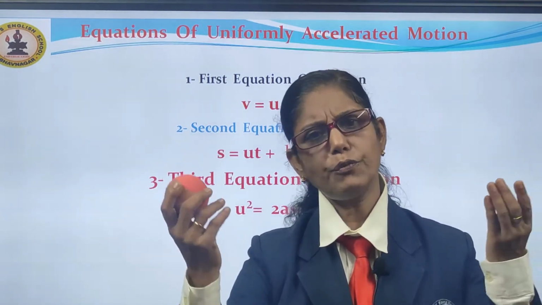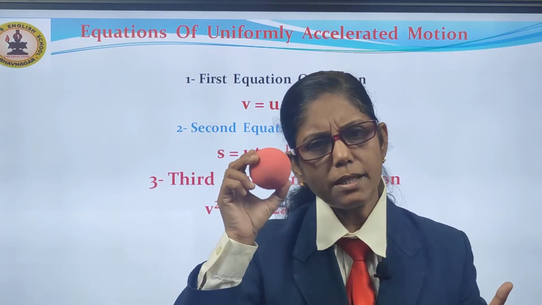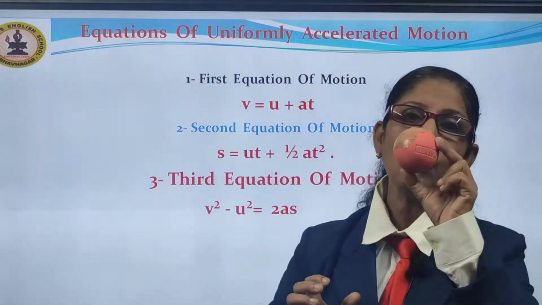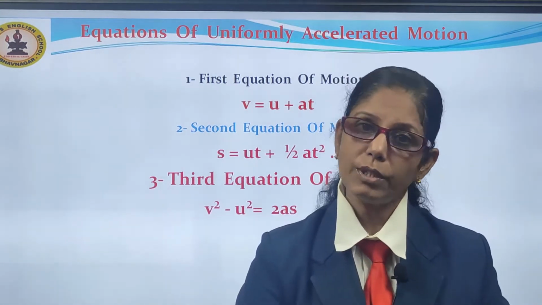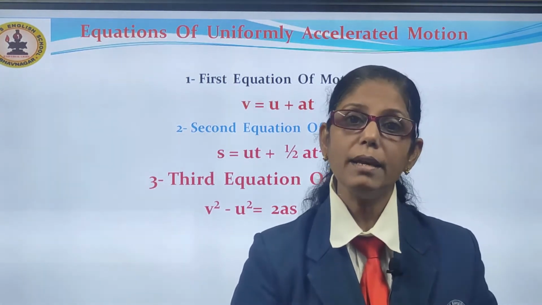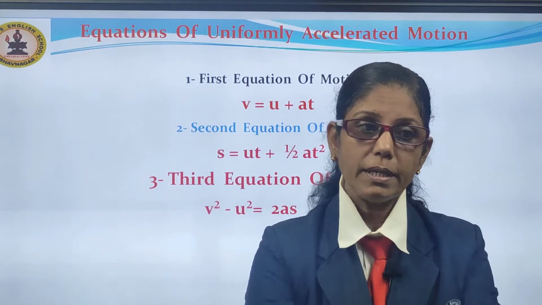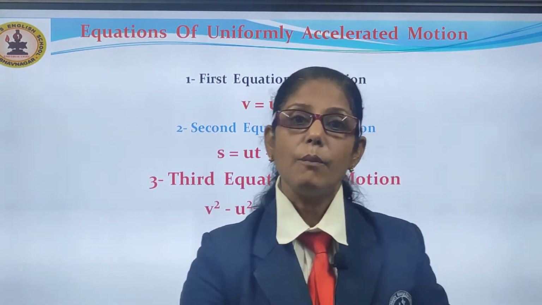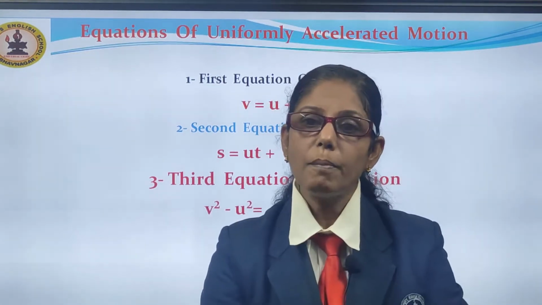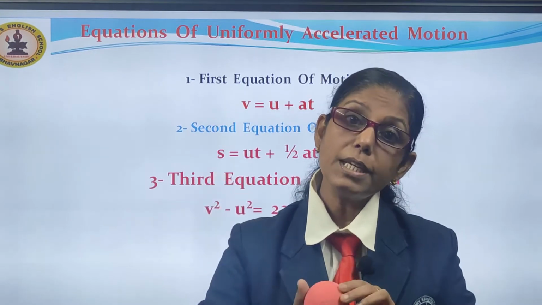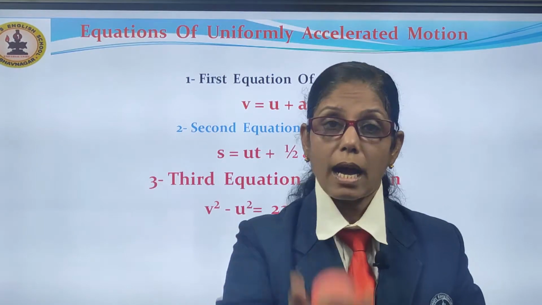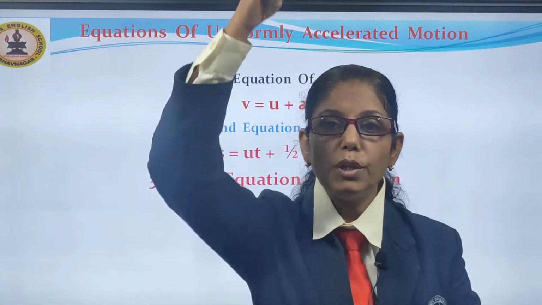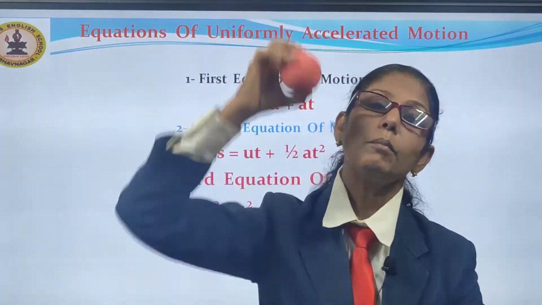All of you know different examples, but the best and the common example I will show you with this ball. You know how to do this with the ball. Yes or no? You can throw it up, it comes down. When the ball is moving up, what type of motion? It is uniformly decelerated motion. And when it comes down, it is uniformly accelerated motion.